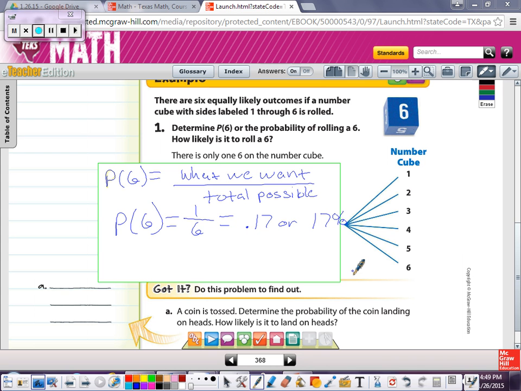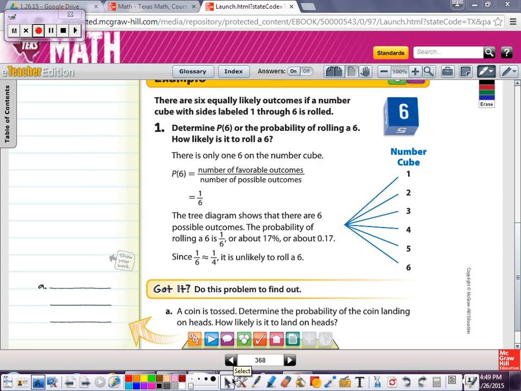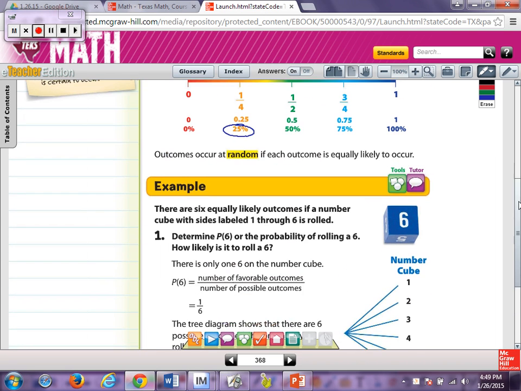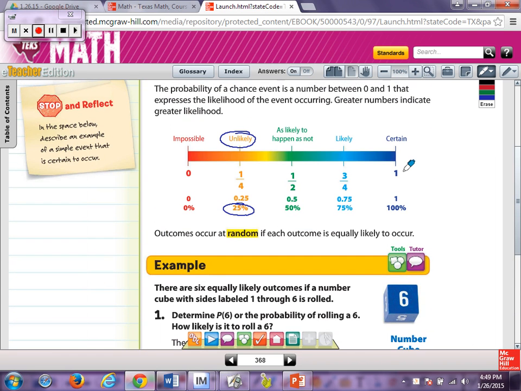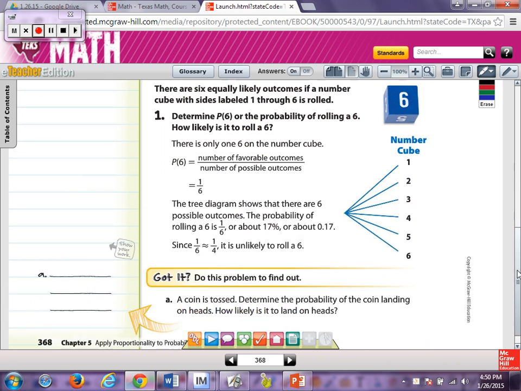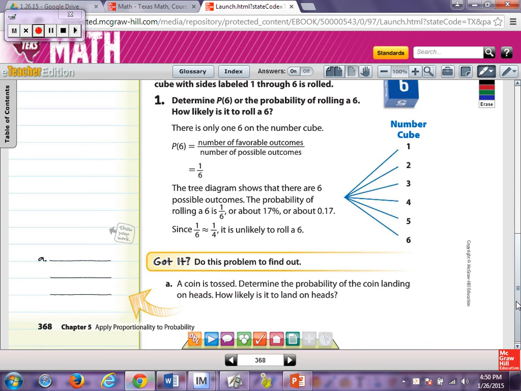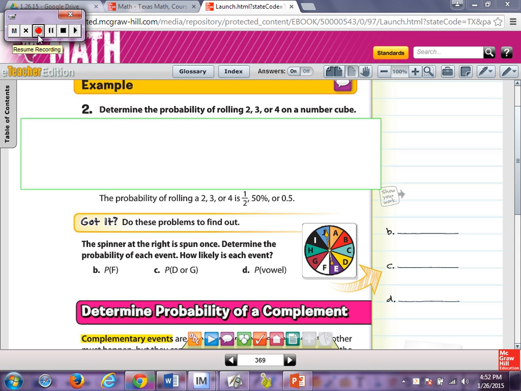So now if I go back to my diagram up here and ask myself, how likely is it to occur if I have a 17% chance of rolling a 6, I see that it's even smaller than unlikely. So it is unlikely to roll a 6 given a 17% chance. Now you go ahead and work out the spinner, and then we'll move on to the next page whenever you're ready. Now we're ready for example number 2.